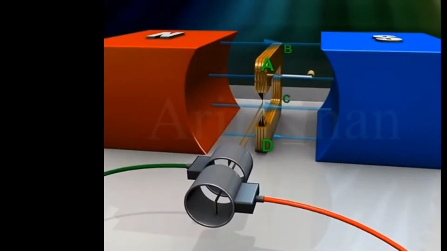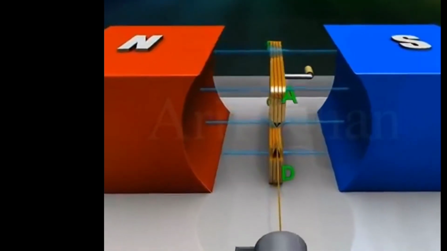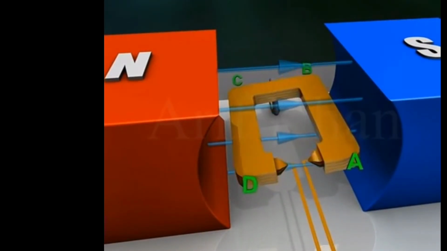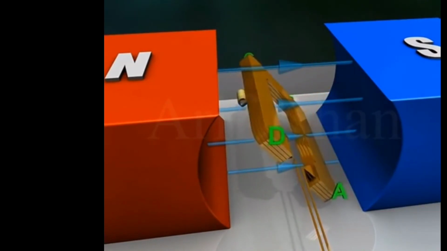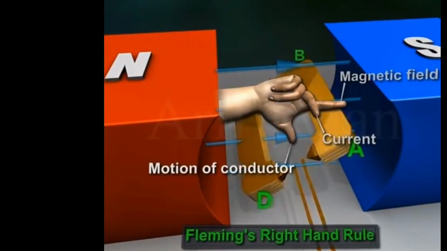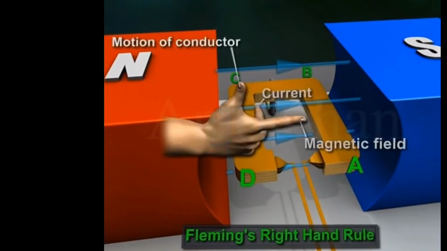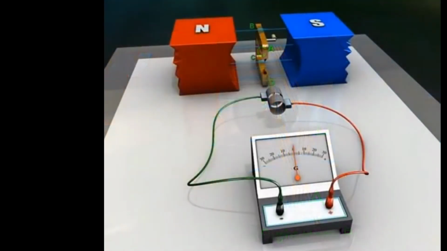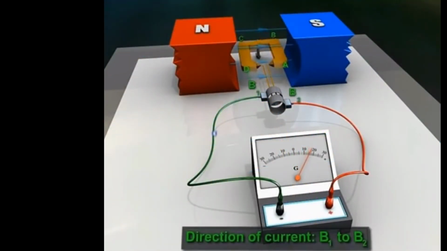Initially, the armature ABCD is vertical with its arm AB up and CD down. The direction of the magnetic field is from left to right. As the armature undergoes a half rotation clockwise, arm AB moves down while arm CD moves up. According to Fleming's right-hand rule, the current will flow in the direction DCBA. So, the current will flow from B1 to B2 through the galvanometer.